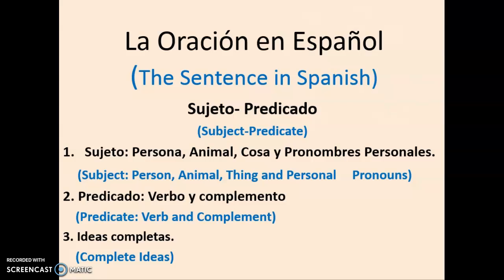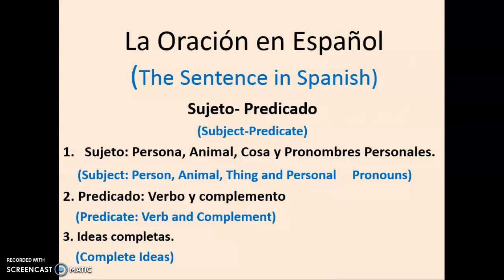In Spanish, we create the sentences with el sujeto y el predicado. El sujeto is the person, animal, thing, and personal pronoun that is doing the action. And the predicate is the verb and the complement. The verb is the nucleus of the predicate. And these both together, they form complete ideas.